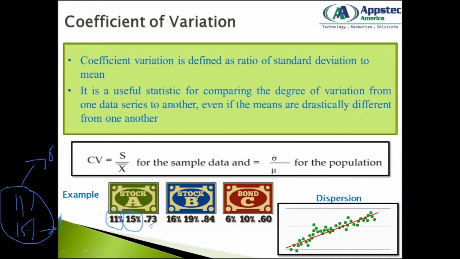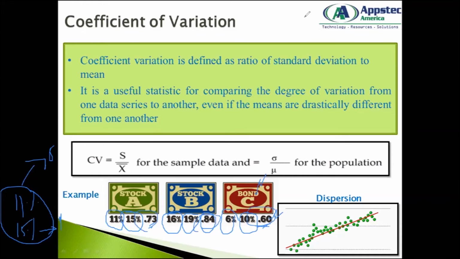Similarly, for stock B, you have a standard deviation or volatility of 16%, whereas your profit gain could be 19%. You have a coefficient of variation of 0.84. For bond C, you have a volatility or standard deviation of 6%, and your profit gain could be 10%. You have a coefficient of variation of 0.60. So here it is 0.73, 0.84, and 0.60.